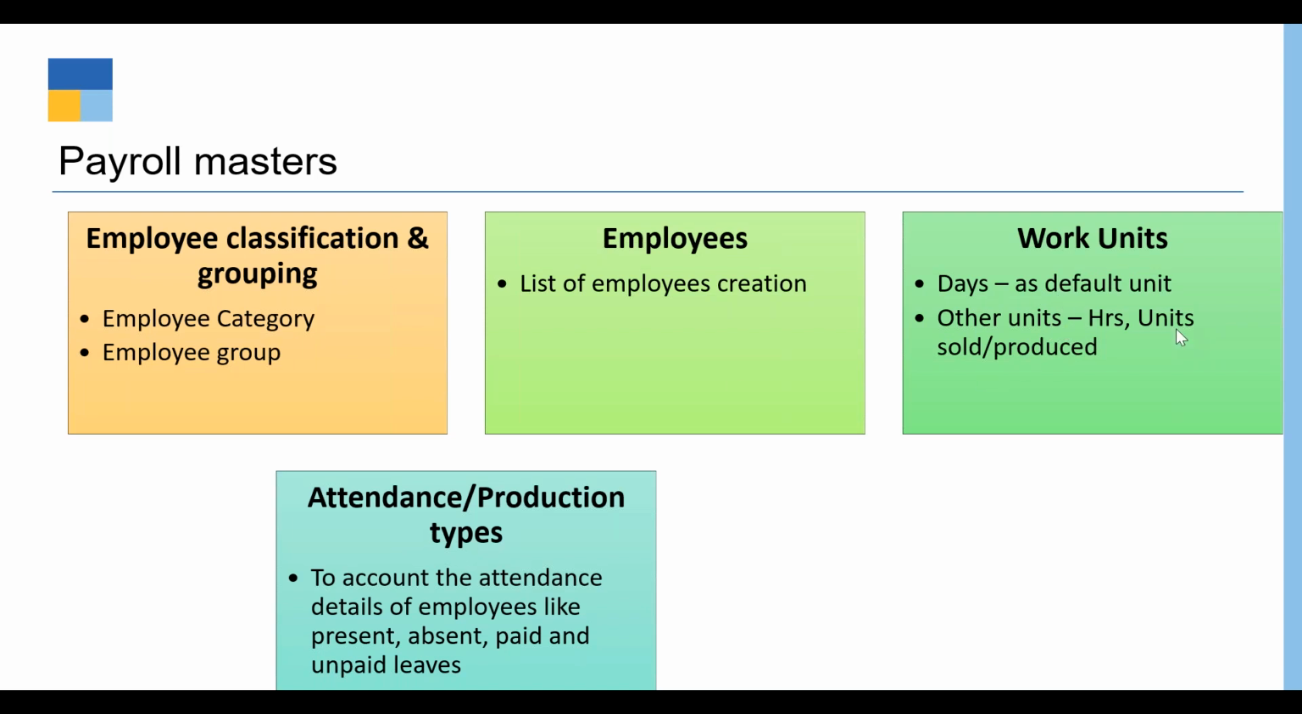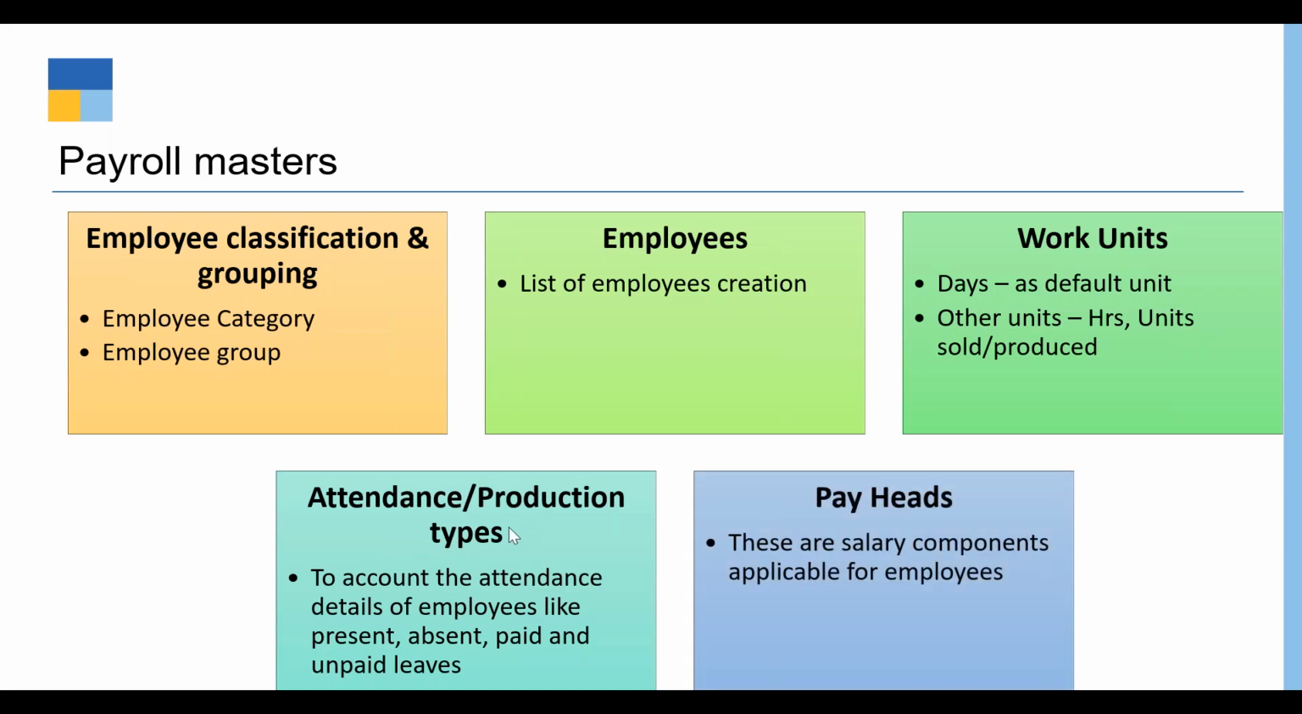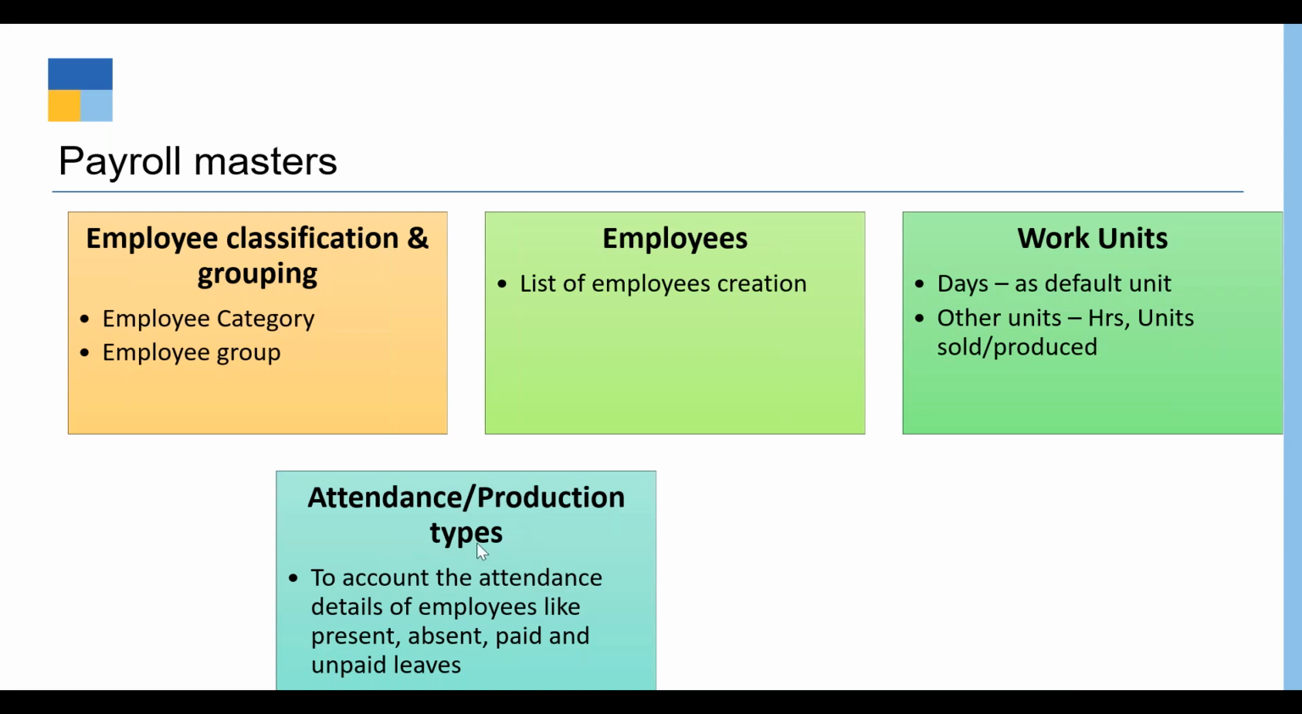In case your work unit is units produced, where based on the number of units produced by the employee you want to give the salary, in that scenario you can create the production types here. So based on the requirement of the organization, how you want to arrive at the salary, you can create either an attendance type or a production type here.